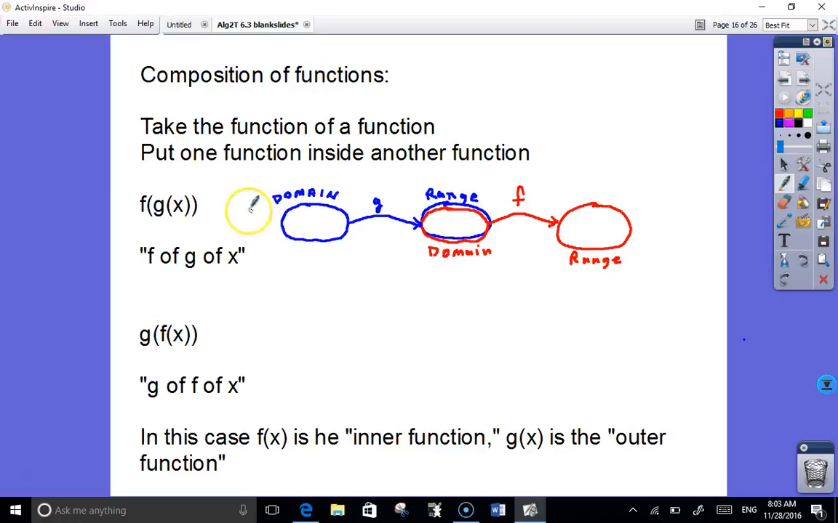But just for this one, f of g of x, the g function has a domain and it has a range. So the g function maps the domain to a range. But that range ends up being the domain of f. And so then the f is going to take that and map it to its own range. So the range of that inner function is the domain of the outer function. One plugs into the other. Now this vocabulary like inner function, outer function, that's just me having a way to say it. I don't think the book uses that, but the one that's inside the other function I'm going to refer to as the inner function, and the other one I'll call the outer function.